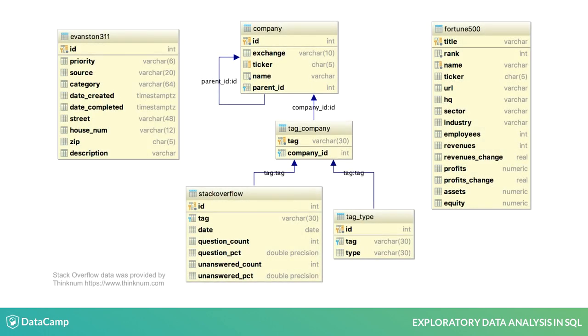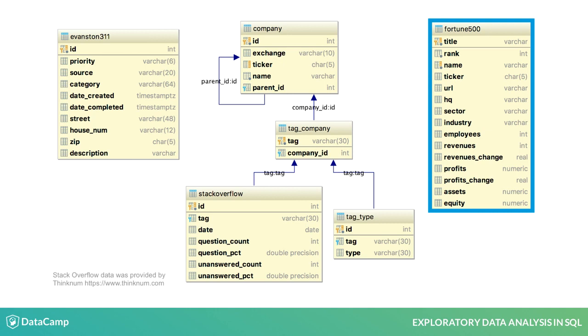You may also be given information about the structure of the database from the database owner or creator. One type of documentation is an entity relationship diagram that shows the tables, their columns, and the relationships between the tables. Here's the entity relationship diagram for the database for this course. There are 6 tables. The Evanston 311 table contains help requests sent to the city of Evanston, Illinois. Fortune 500 contains information on the 500 largest U.S. companies by revenue from 2017.